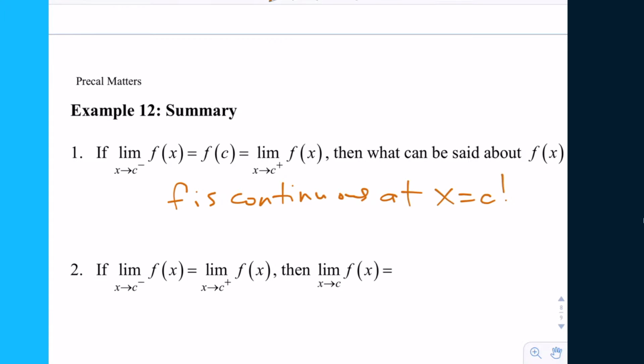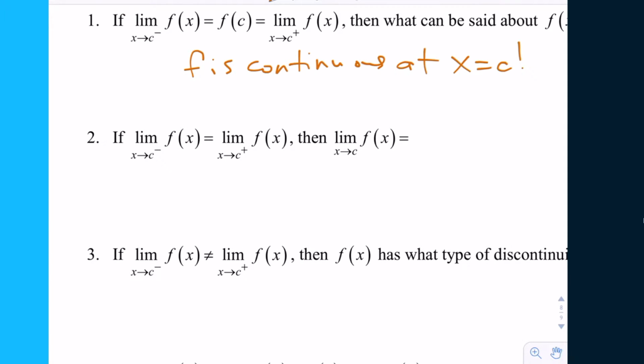I just feel like you have to put one there. It's exciting, right? Road, bridge, road. All connected. Family safe. If the limit as x goes to c from the left equals the limit as x approaches c from the right, then what can we say about the general limit?